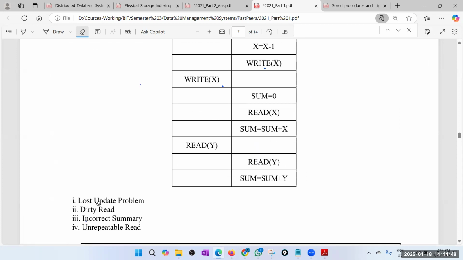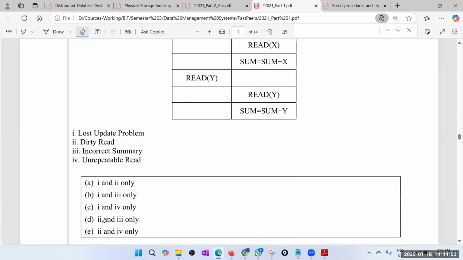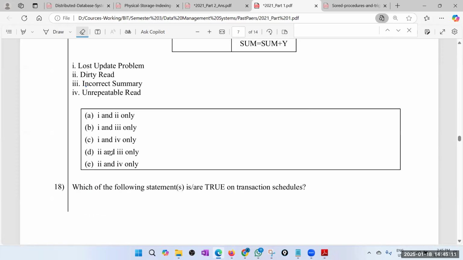මටත් ඔක නිකන් dirty read නෑ. Incorrect summary. Yes, ChatGPT says 1 and 3 only. That is lost update and dirty reads. Sorry, lost update and incorrect summary. I don't know. Anyway, it's fuzzy for me. Okay. Anyway, ChatGPT is also giving different answers. I also have no idea.